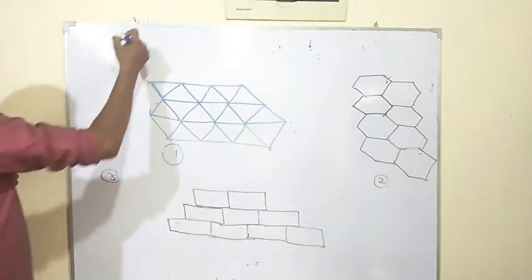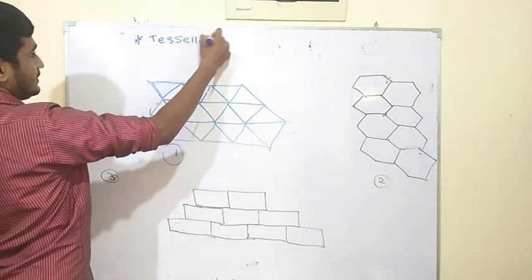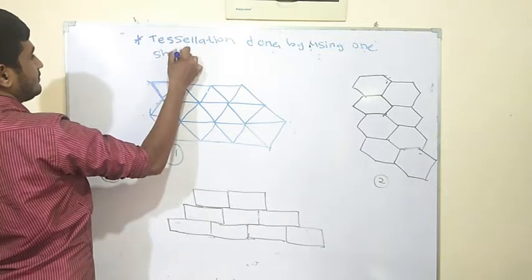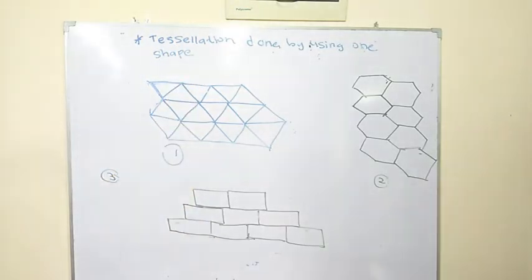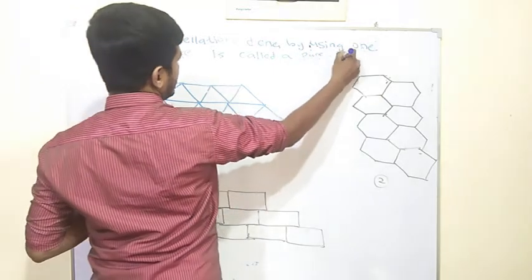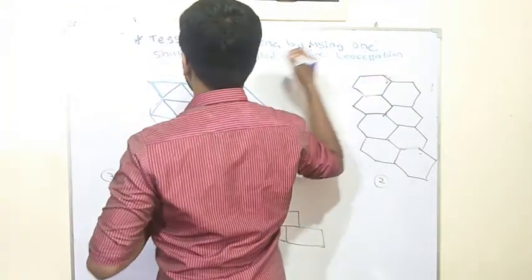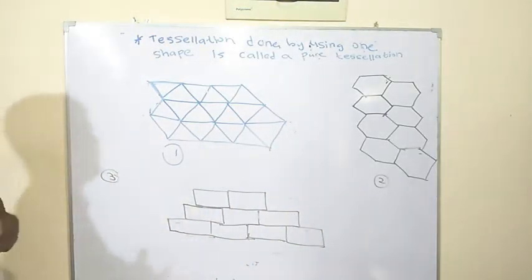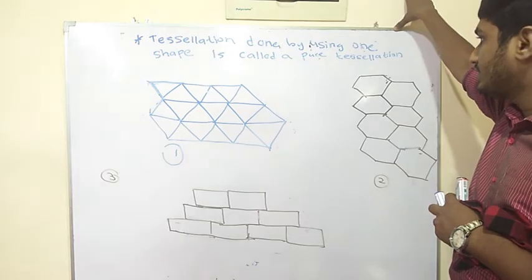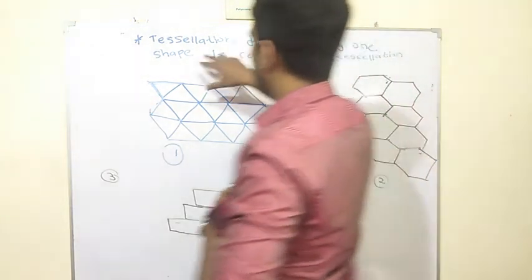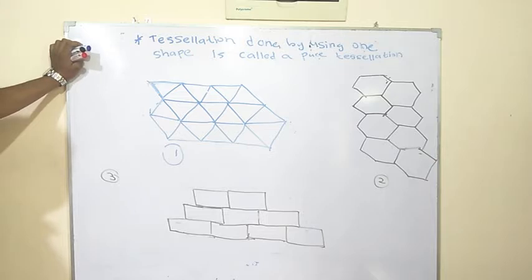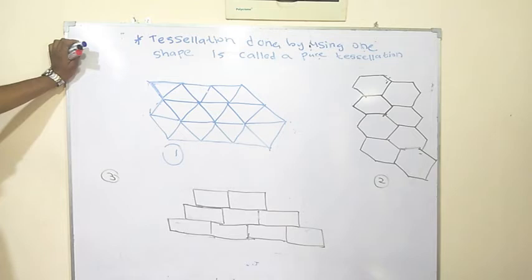Then write with a star mark: tessellation done by using one shape is called pure tessellation. Mark it correctly. Tessellation done by using one shape is called pure tessellation.